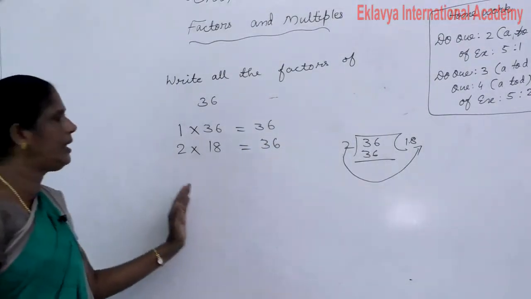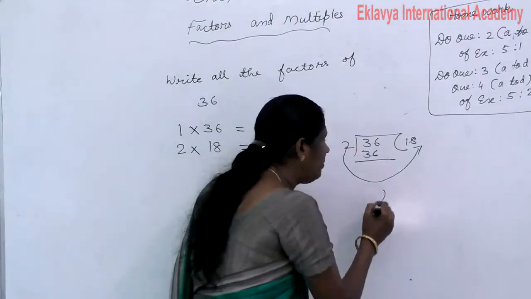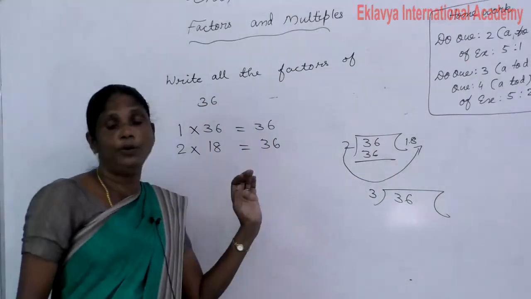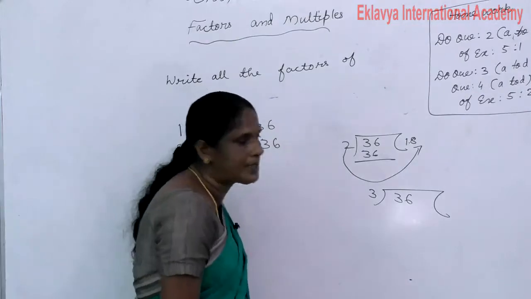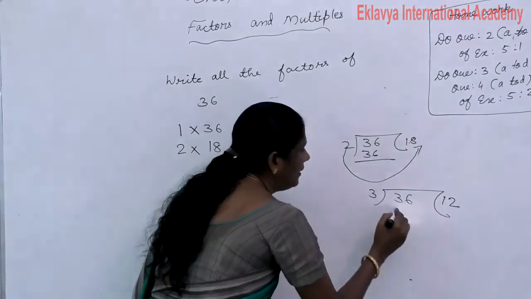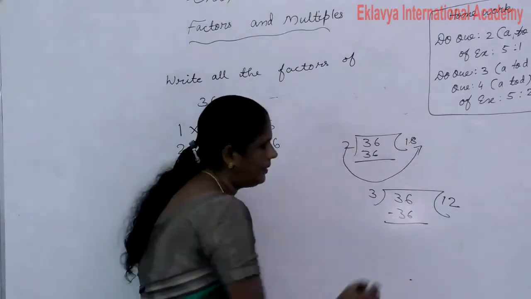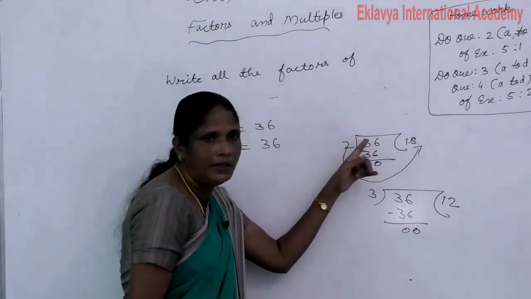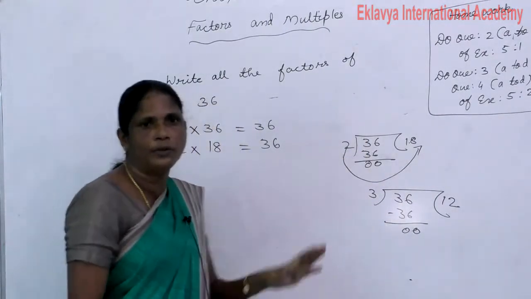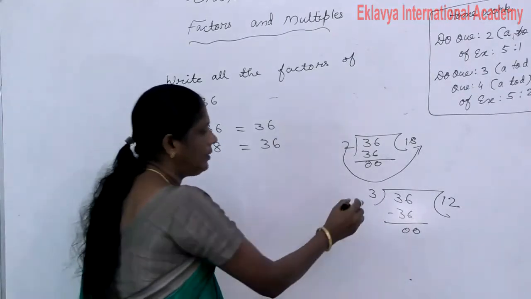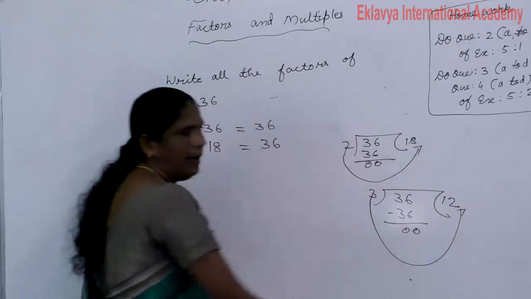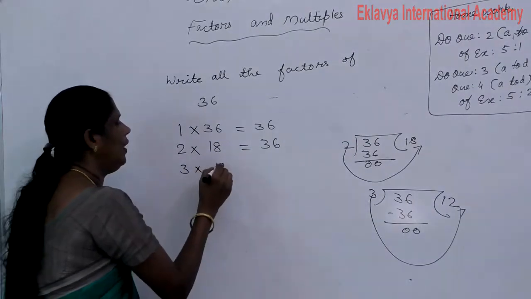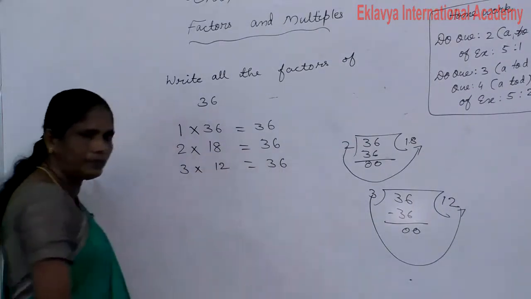Understand? Next 3. Again you divide, 36 divided by 3. The big number you divide. How many times gone? 12. 3 times 12 is 36. Then the remainder is 0. Then 3 and 12 are the factors of 36.